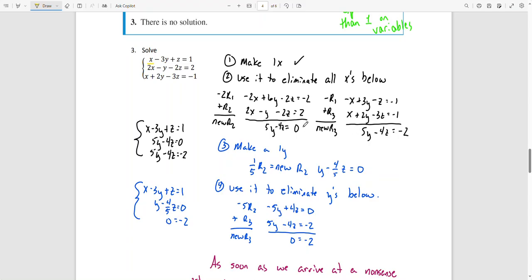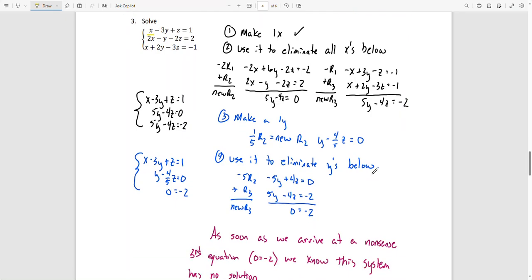As we get our new row 2 and our new row 3, I noticed something a little funky here. 5y minus 4z is 0. 5y minus 4z is negative 2. Put a note there. If you noticed that was a little funky, you're right. Let's see what's going to happen. So we have eliminated all of our x's. We have our top stair.